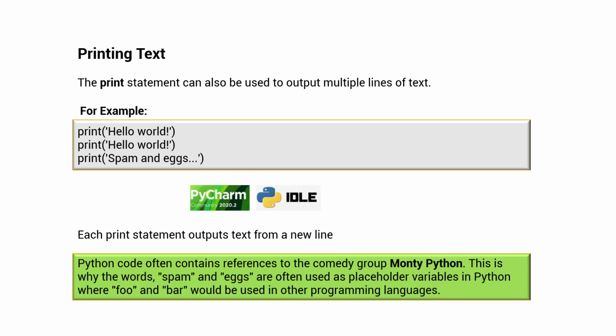Python code often contains references to the comedy group Monty Python. This is why the words spam and eggs are often used as placeholder variables in Python, where foo and bar will be used in other programming languages like C, for instance.